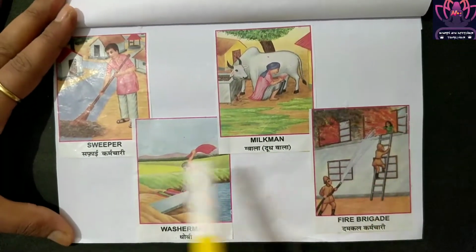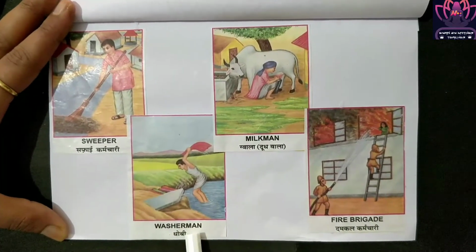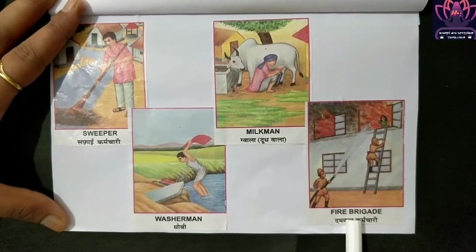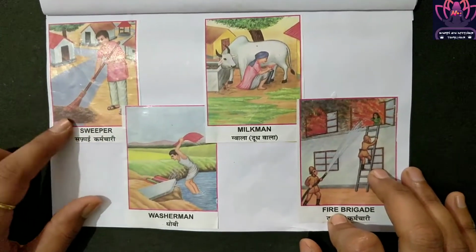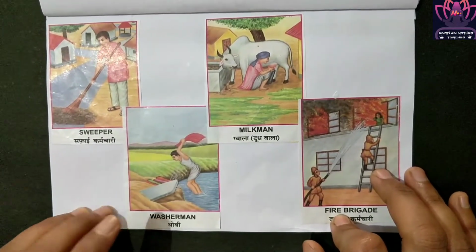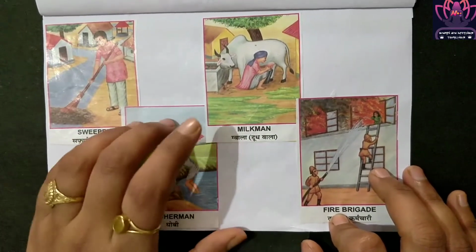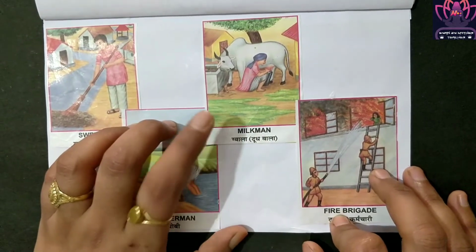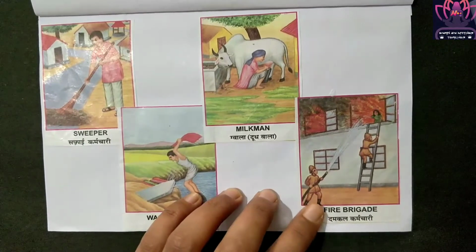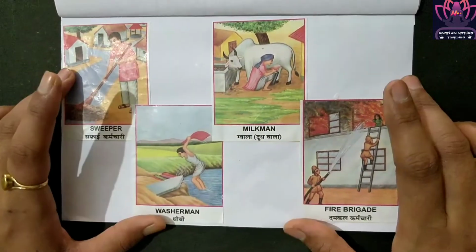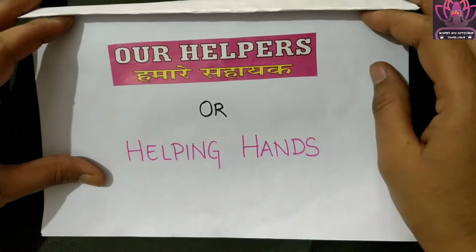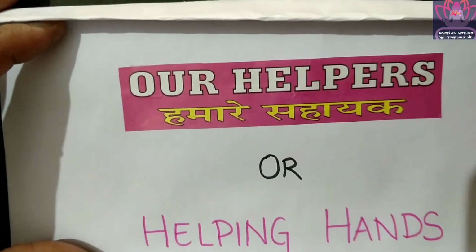There are some other helpers also, that are sweeper, washerman, milkman, fireman. Now, sweeper helps us to keep our society clean. Washerman washes our clothes. Milkman provides us milk every day at our doorstep. Fireman keeps our building safe from fire. We must be thankful to our helpers.